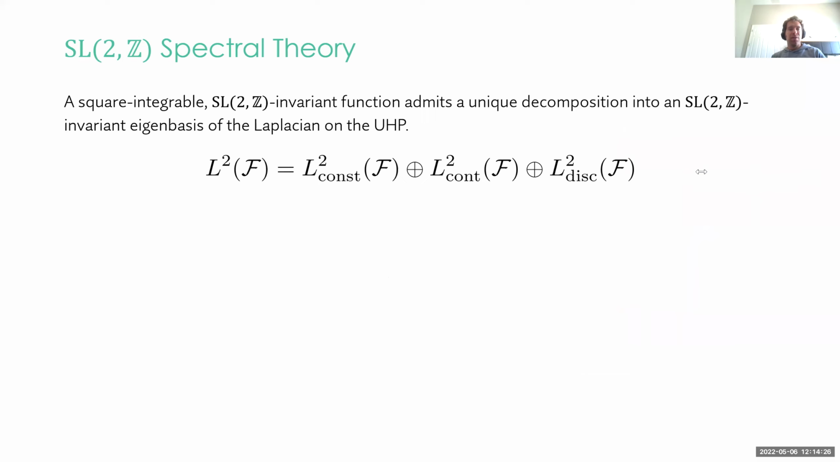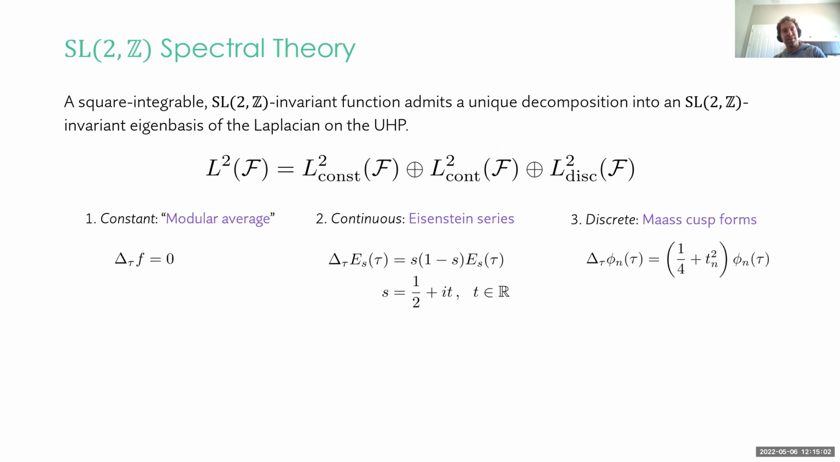Okay. So what is the basic statement? The basic statement is that if you have a square integrable, that is to say finite norm, SL2Z invariant function, this admits a unique decomposition into SL2Z invariant eigenfunctions, which form an eigenbasis of the Laplacian on the upper half plane. So if we call this eigenspace L2 of F, where F is the fundamental domain, there are three subspaces. There is a constant function, there's a continuous subspace, and a discrete subspace. So I'll introduce these one by one, and then we'll get back to the physics.